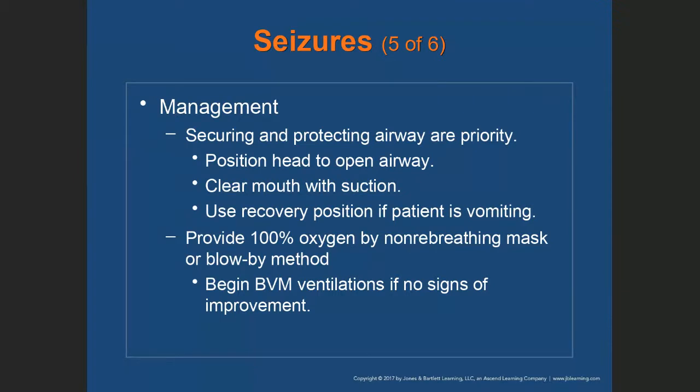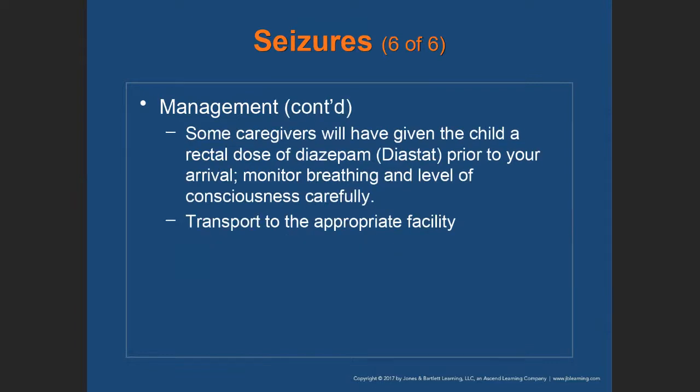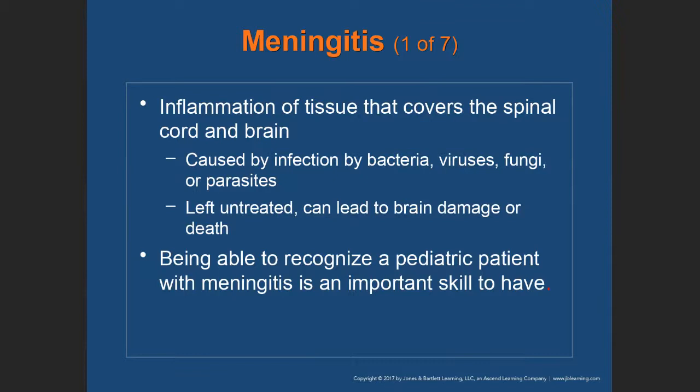If the patient is vomiting, provide 100% oxygen by non-rebreather mask or blow-by method, dependent on the developmental age. Begin BVM ventilations if no signs of improvement are present. Some caregivers will have given the child a rectal dose of diazepam, Diastat, prior to your arrival. Monitor breathing and level of consciousness carefully. Transport to the appropriate facility, which would be a pediatric care center or pediatric trauma center in the States, and in Jamaica, the children's hospital.